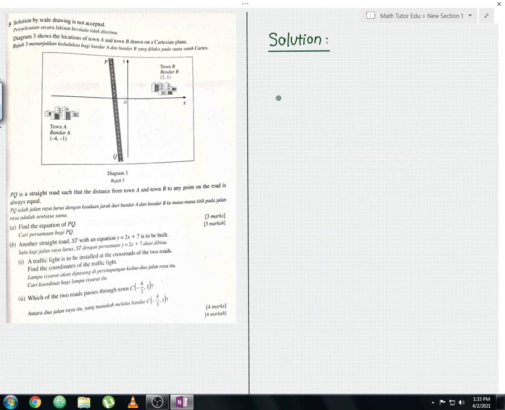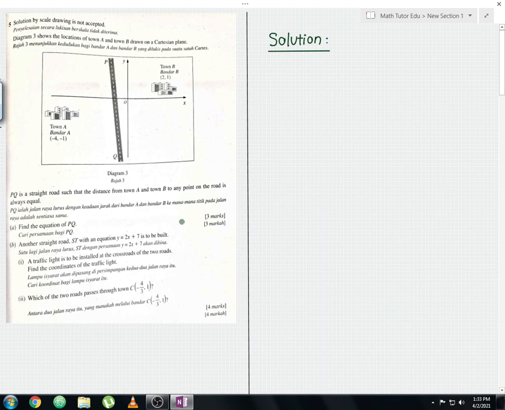Okay, let me read the question now. Solution by scale drawing is not accepted. Diagram 3 shows the locations of town A and town B drawn on a Cartesian plane. PQ is a straight road such that the distance from town A and town B to any point on the road is always equal. So as you can see in the diagram over here, this is the town A with the coordinate -4, -1. This is the town B with the coordinate 2, 1, and this is the road PQ. Okay, continue to read the question.